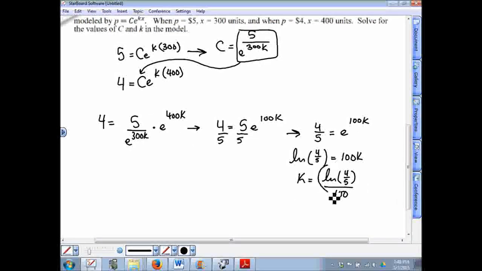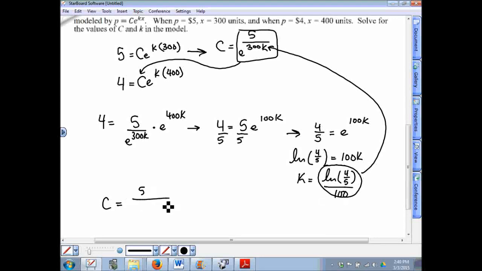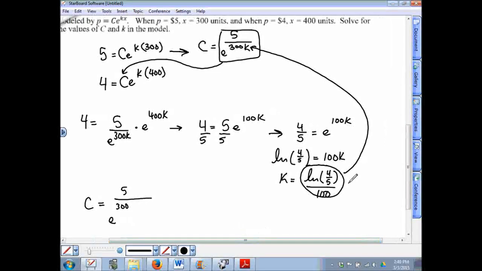So we take this value and plug it right in here for K in order to find the value of C. So now C is equal to 5 divided by e to the 300 times K. And then I'm going to make one slight change before I substitute this in. Natural log of 4/5 divided by 100 could be thought of as 1/100 times the natural log of 4/5. Thinking of it that way is going to make this computation a little bit easier. So 300 multiplied by 1/100 is just 3. So we have 5 divided by e to the 3 times the natural log of 4/5.